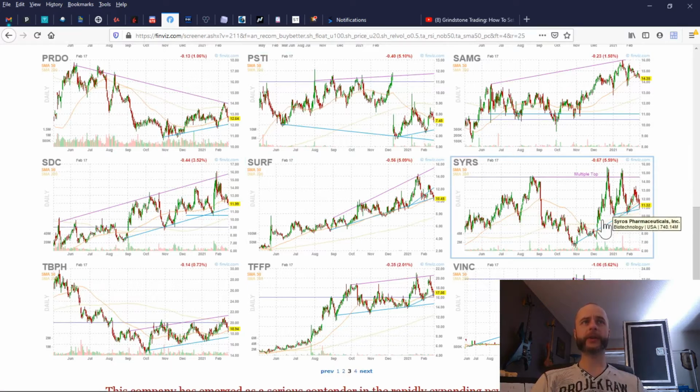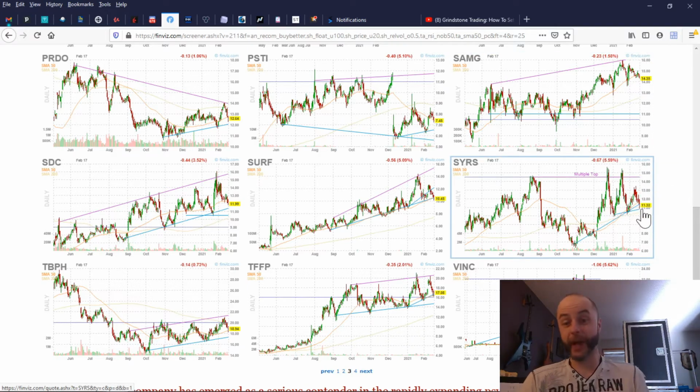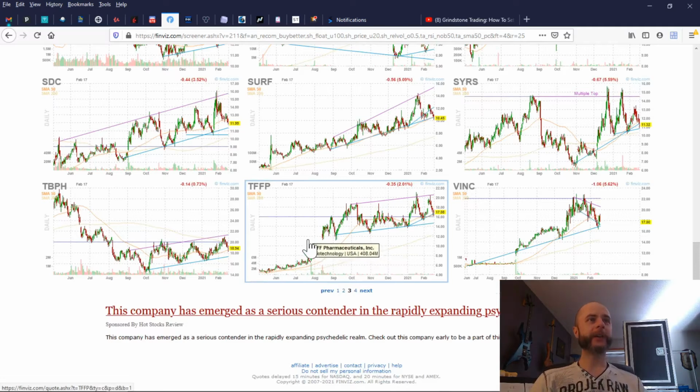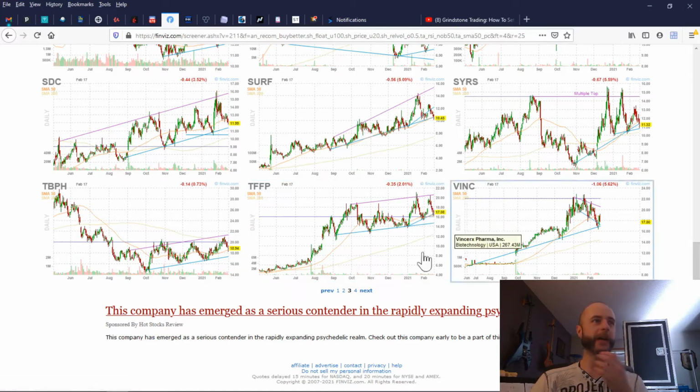SYRS, here's another one. Look at these nice chops. Up, chop, chop, chop, chop. Like this is beautiful. You catch it on this support line here or right at this 50 SMA break here. That's a beautiful one. Look, what a predictable chart, right? Up, down, up, down, up, down. What's going to happen next? I don't know. I don't have a crystal ball. Probably up, right? Possibly. TFFP, same sort of deal. Up, down, up, down. Oh, probably going to go back up. It's trading in a nice little channel here.